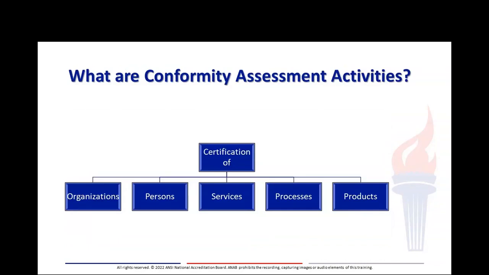So what are conformity assessment activities? Those include certification of organizations, persons, services, processes, and products. For example, an organization can be certified to ISO 9001 or ISO 14001. A person can be certified for a specific task or job field, such as food handler or certified Six Sigma Black Belt, for example.